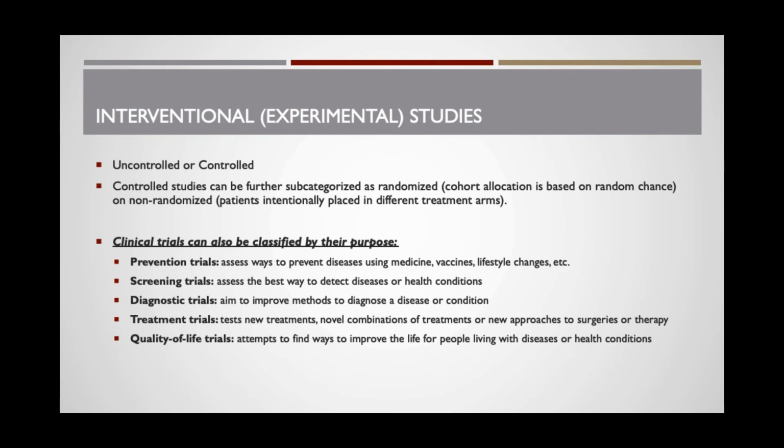All right, and then we're going to briefly touch on experimental studies. So this is essentially the other side of that flow sheet. This is anything that you're going to do that's actually going to introduce some sort of intervention or test on a patient. So these can be uncontrolled or controlled. Control studies can be further subcategorized as randomized, where cohort allocation is based on random chance, or non-randomized, where patients are intentionally placed in different treatment arms.